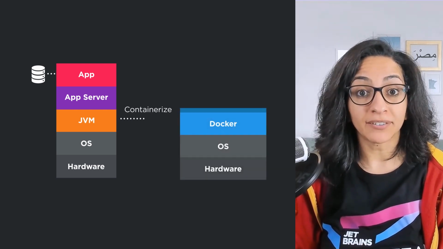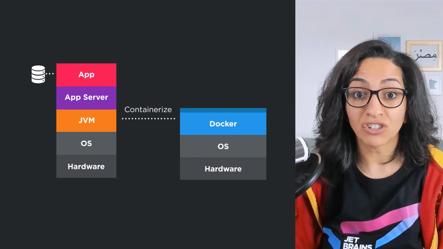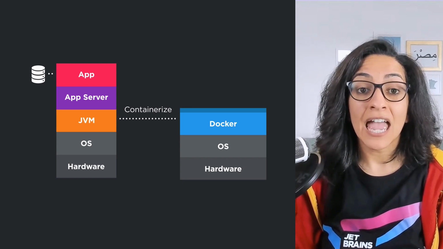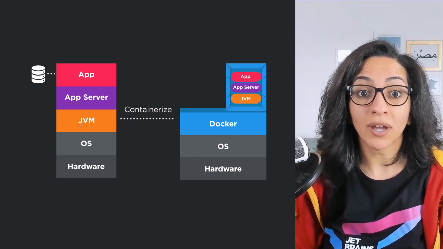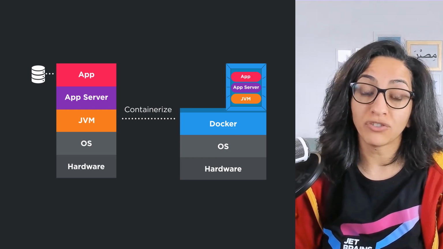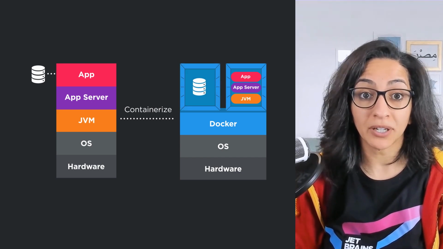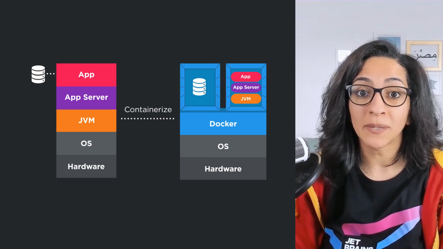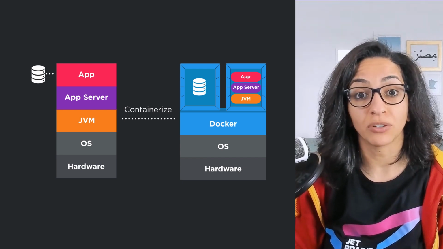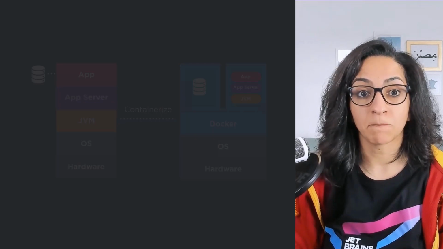On my operating system, I'll install Docker and containerize my application and its dependencies. In my case, I'll containerize my application code, app server, along with the JVM. But I'll separate out the database into a separate container since it doesn't need to be closely tied to my application. The question is, how does this benefit me?